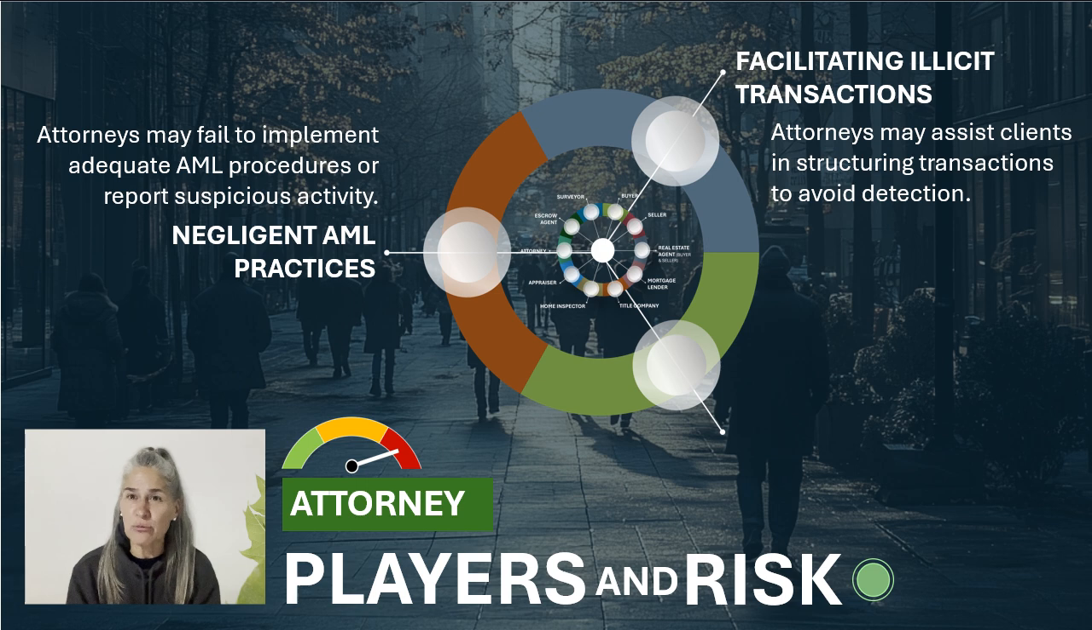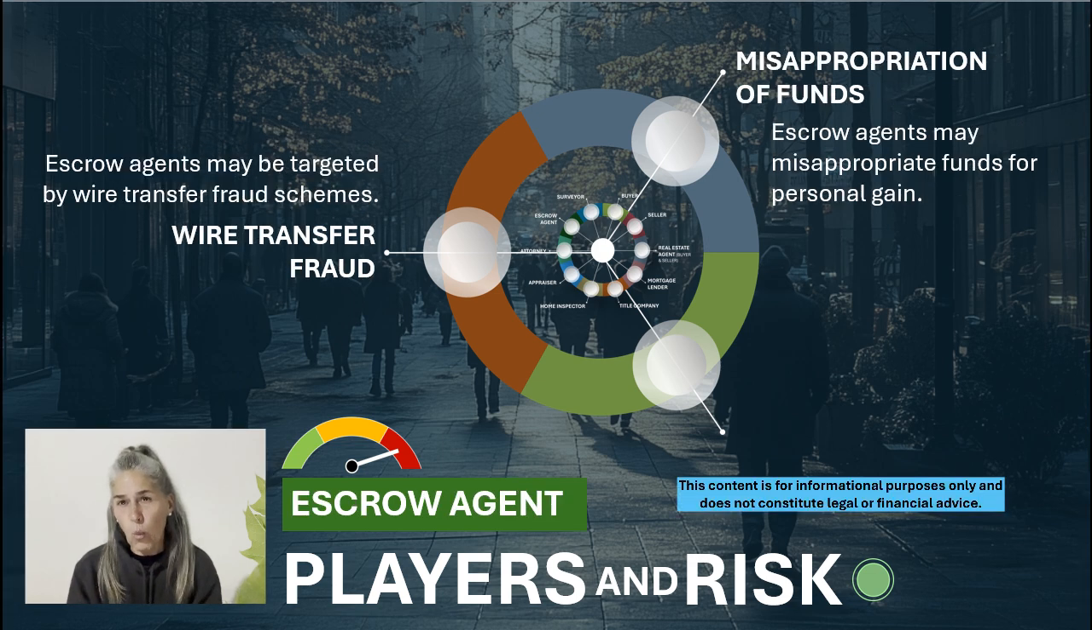Why would we see high risks with attorneys? Due to negligent AML practices. Attorneys may fail to implement adequate AML procedures or report suspicious activity. But they may also lend themselves to facilitate illicit transactions, where attorneys may assist clients in structuring transactions to avoid detection.